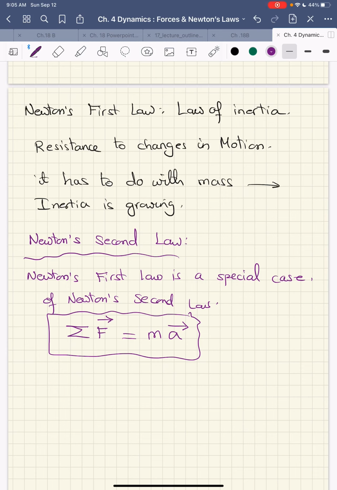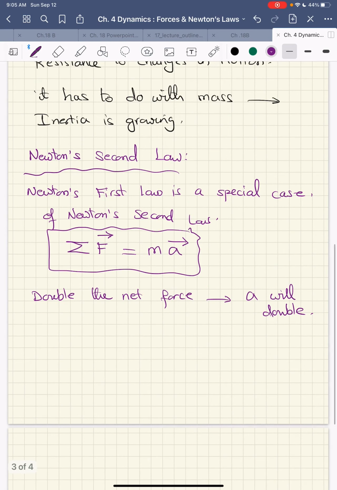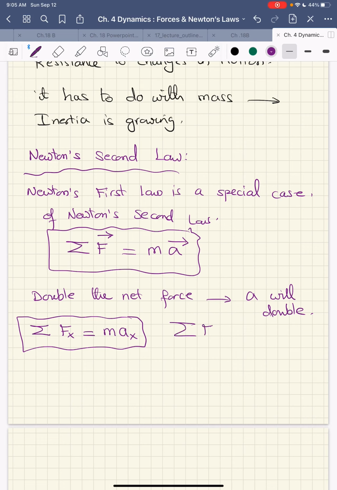And I will say, if we double the net force, acceleration will double as well. Triple means triple. This is very important to understand, because this is the relation that we are going to deal with during this chapter and the next chapter. I can say also sigma Fx equals max and sigma Fy equals may.